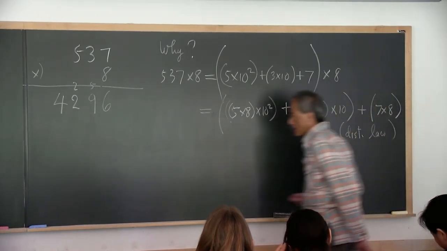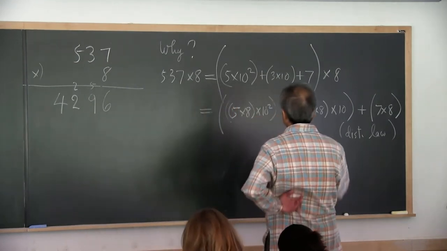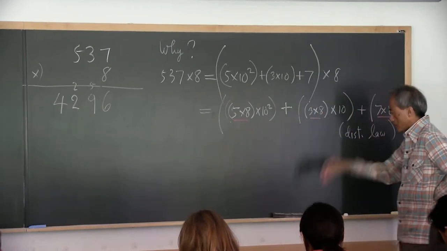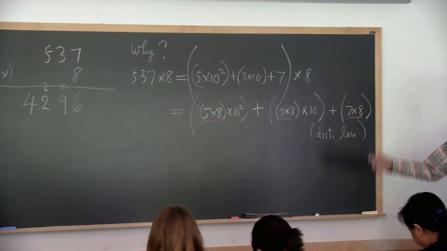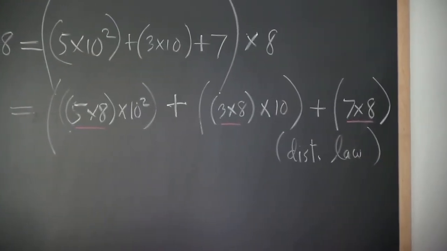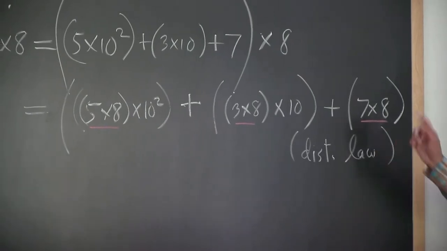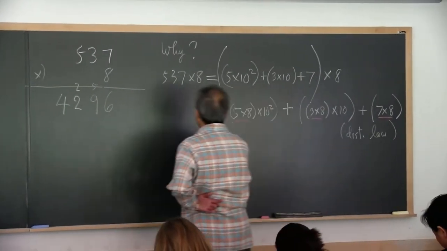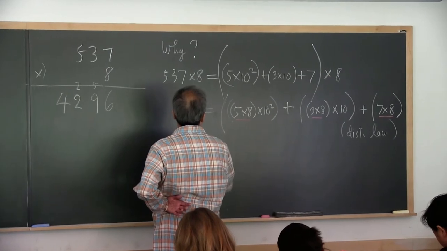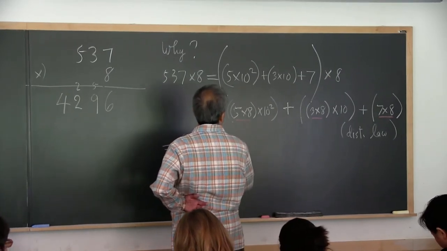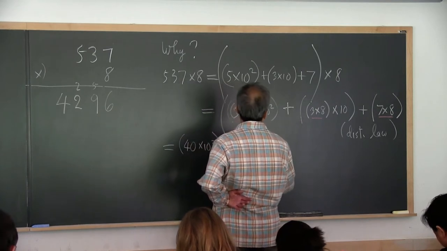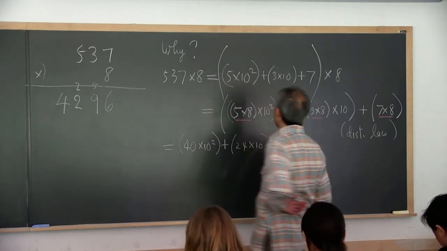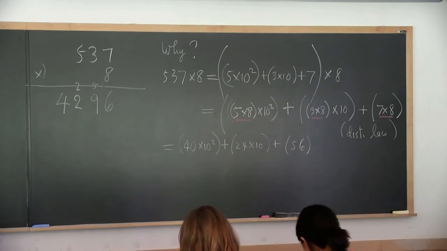And now here is where you go to the well, so to speak. That's you're supposed to dip down and get what you need. They learn the multiplication table, and that's time to use it. Right? So I'm relying on the first step. So that would be 40 times 10 squared plus 24 times 10 plus 56. Right?